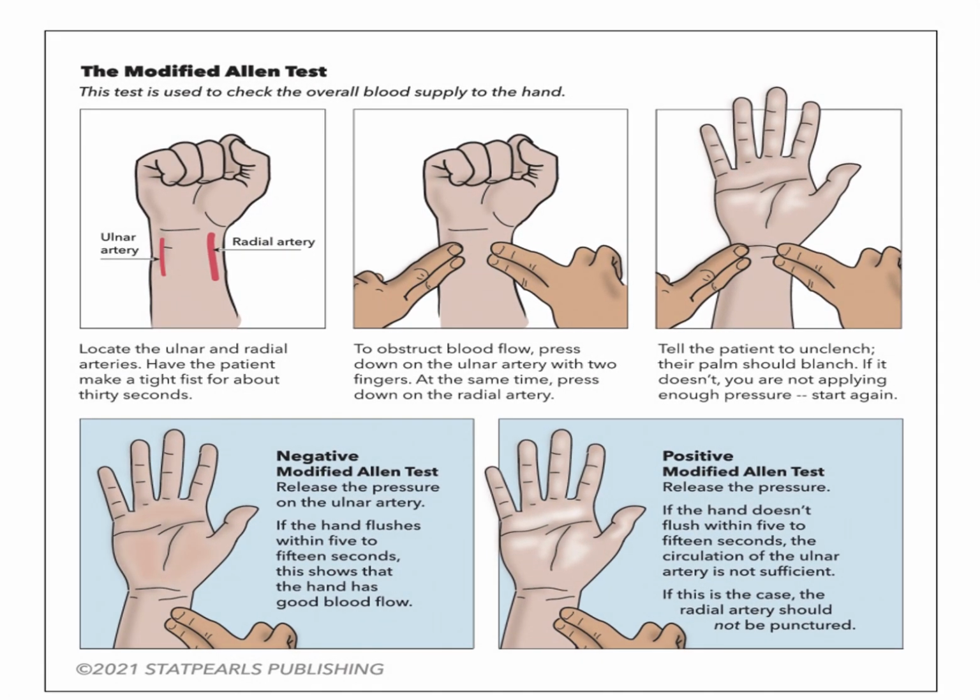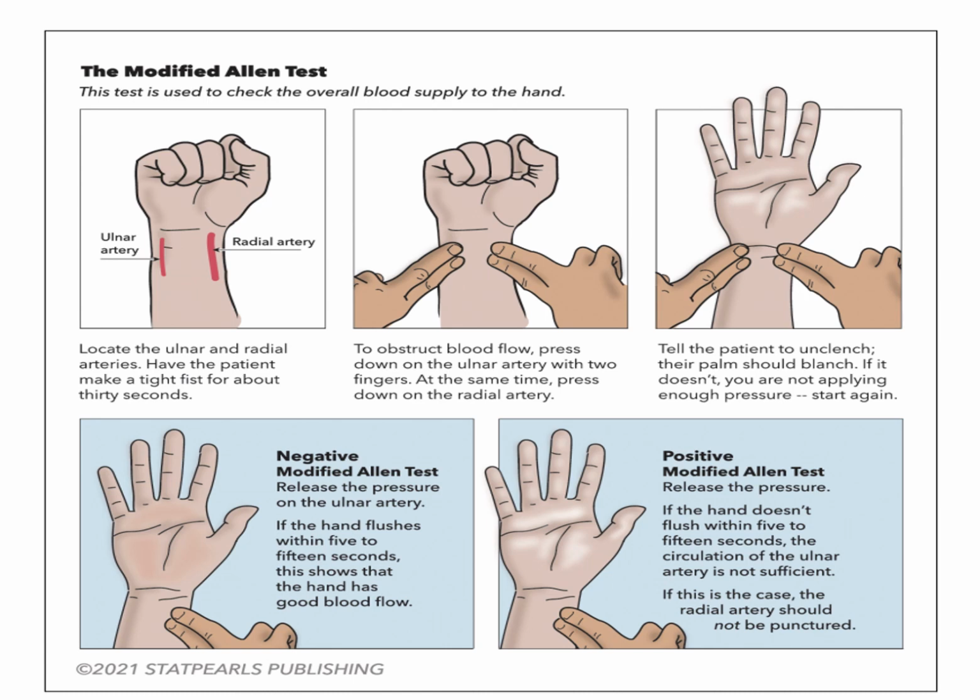So here you can see the modified Allen test, the steps. The first, they are giving pressure on the radial and ulnar artery. They are obstructing the blood flow in both the radial and ulnar artery with two fingers, the examiner, and at the same time pressing down on the radial artery. So here you are telling the patient to unclench their palm. If it does not, you are not applying enough pressure, so start again.